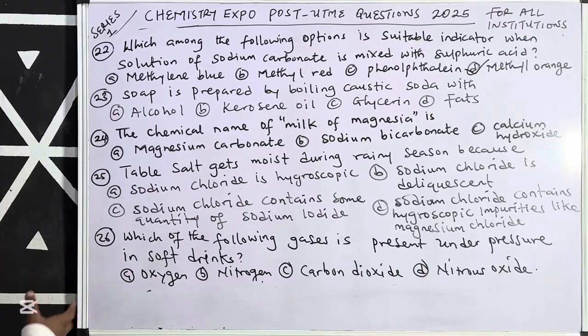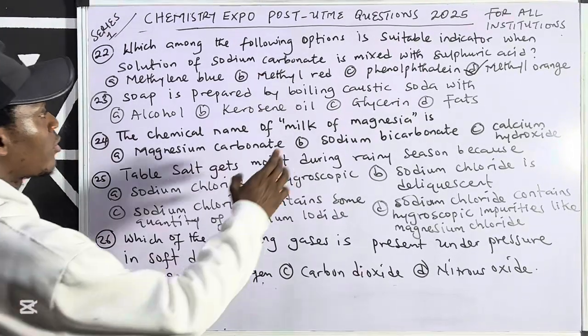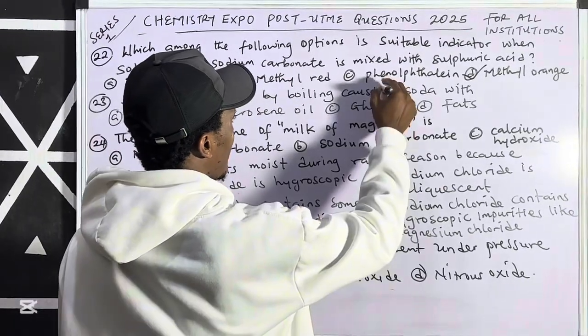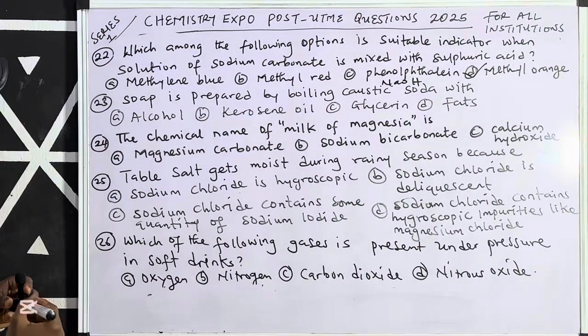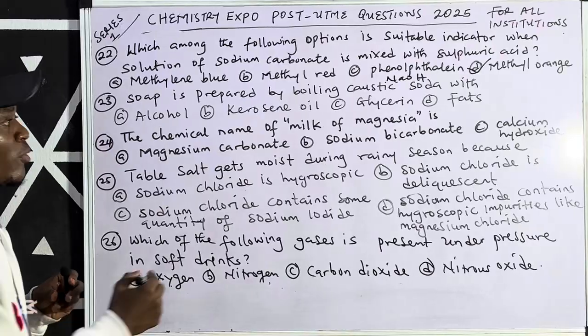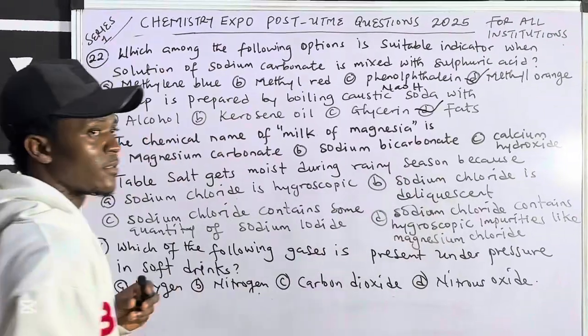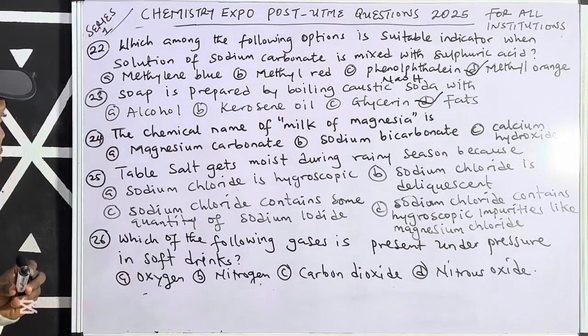So we are told soap is prepared by boiling caustic soda. Caustic soda is NaOH, and that's actually the caustic alkali, with, of course, it should be what? Fats, from what I said. So that's the correct answer to the question.